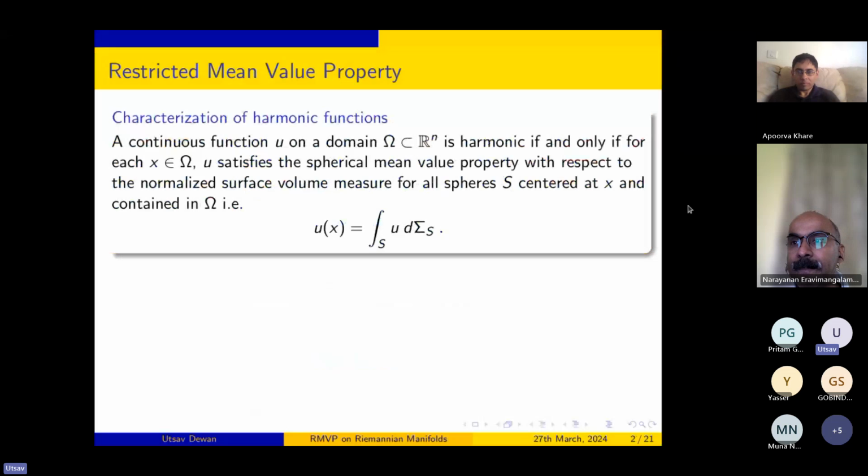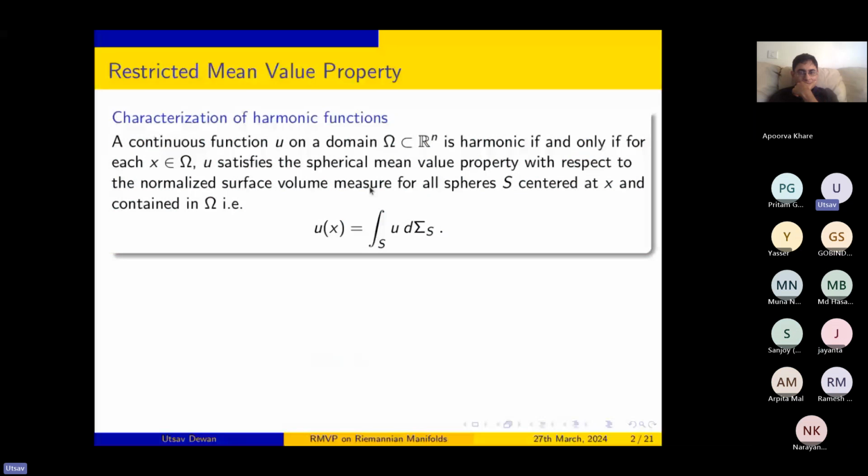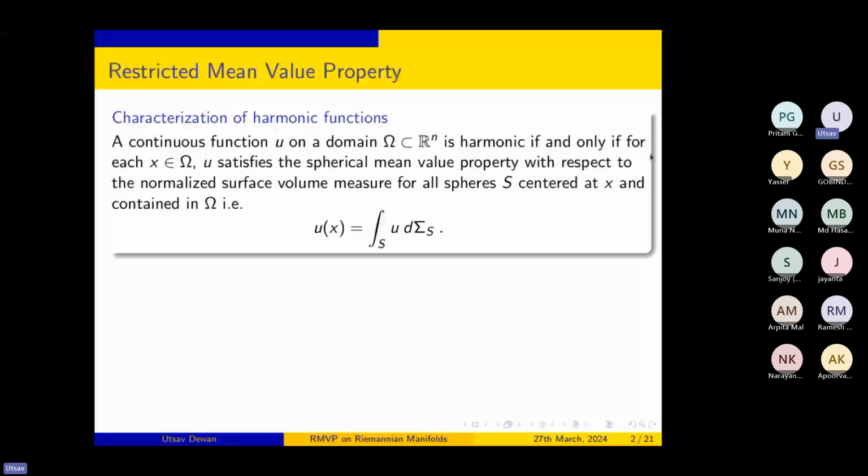Let us start by recalling the following characterization of harmonic functions on Euclidean domains. A continuous function u on a domain, and by domain we will always mean an open connected subset of the ambient space, omega in Rn is harmonic if and only if for each x in omega, u satisfies the spherical mean value property with respect to the normalized surface volume measure for all spheres S centered at x and contained in omega. So we have this spherical mean value property for all spheres centered at x, for all x in omega, so that the spheres are contained in the domain. This is the usual characterization of harmonic functions in terms of their spherical mean value property.